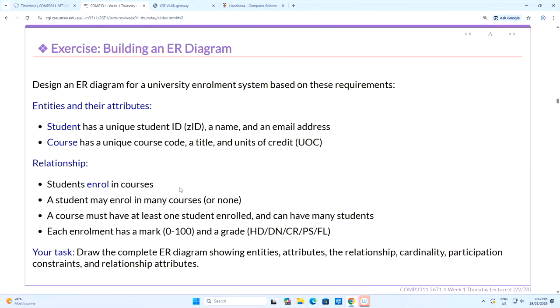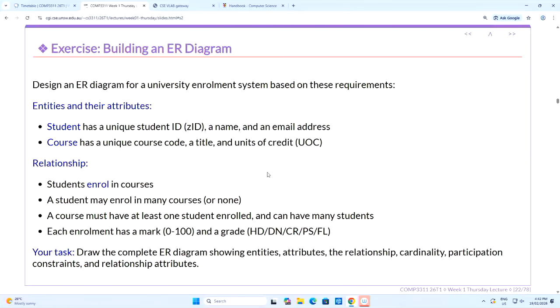And so those are the only two entities. And the relationships, we care about enrollment. Students enroll in courses. And as you can see, what about the cardinality and participation constraints? So it says a student may enroll in many courses or none. So maybe partial participation. A course must have at least one student enrolled and can have many students. So a course must have at least one student enrolled. That's very important. That's a giveaway for total participation.